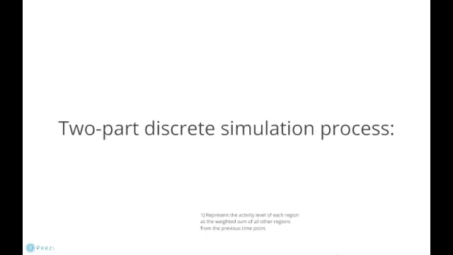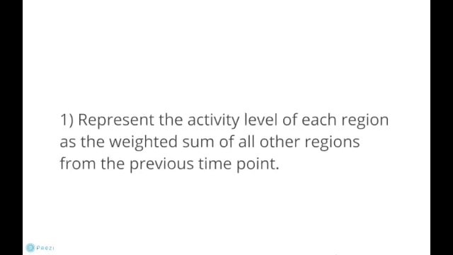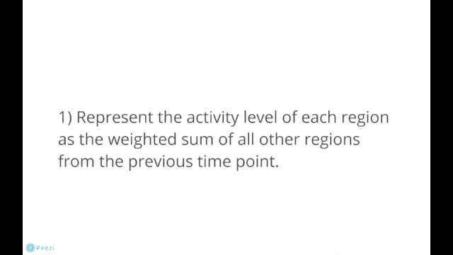We then used our weighted connectivity matrix in a two-part simulation. First, we represent the activity level of each brain region as the weighted sum of all other regions from a previous time point. Second, we normalize the activity of the brain in order to prevent unrealistically high or low absolute activity levels.